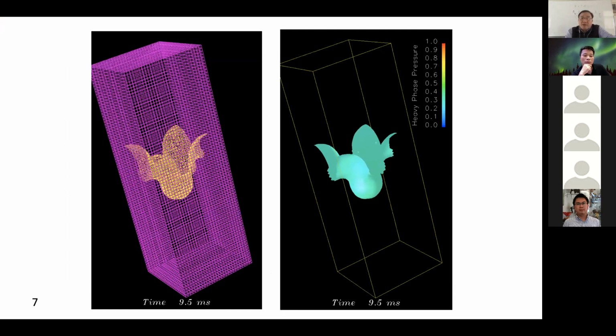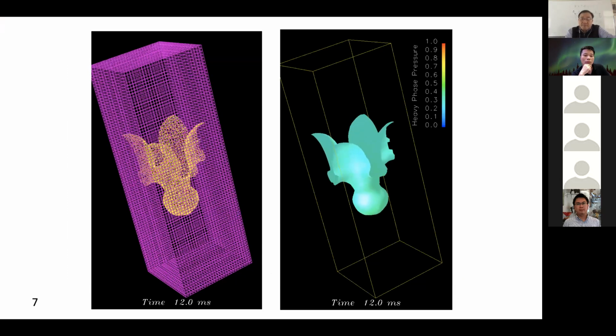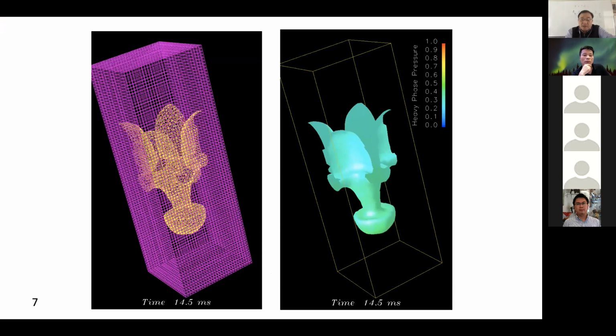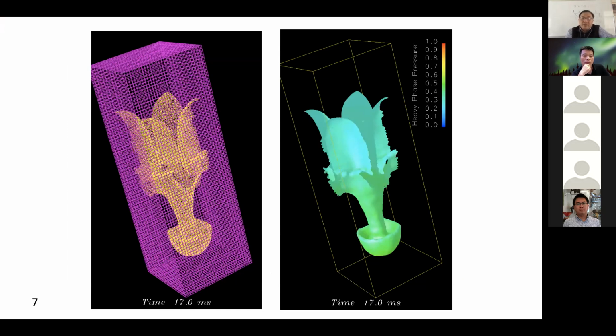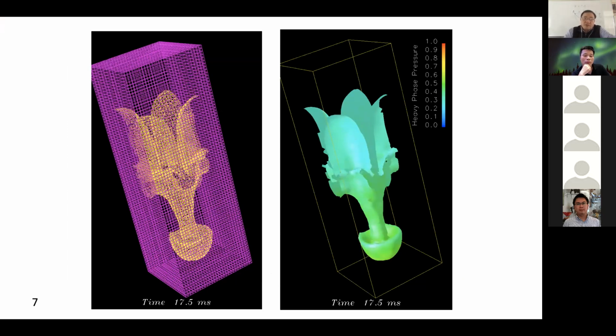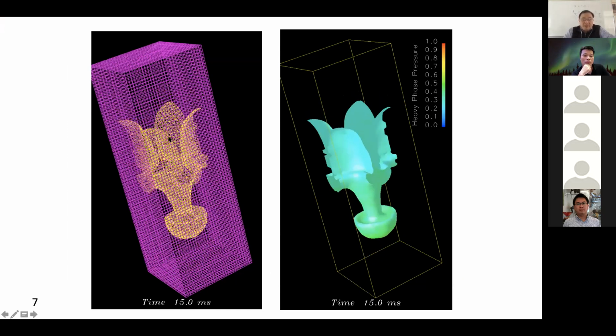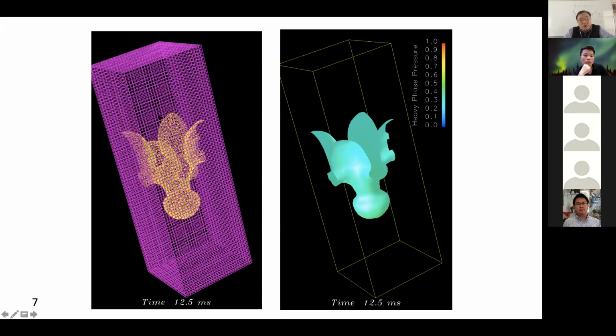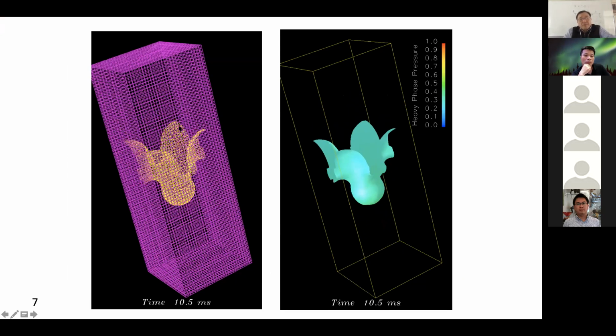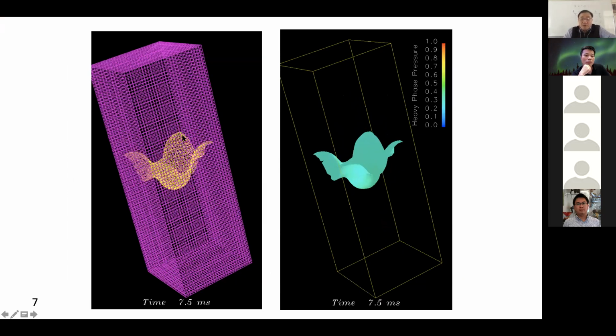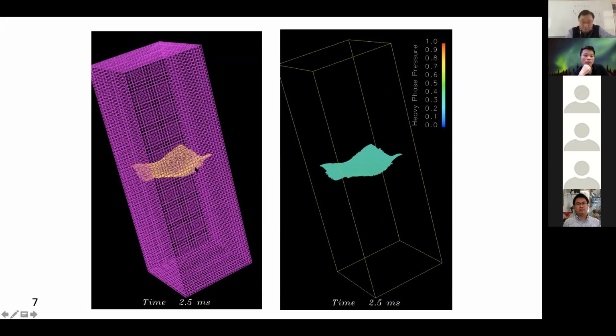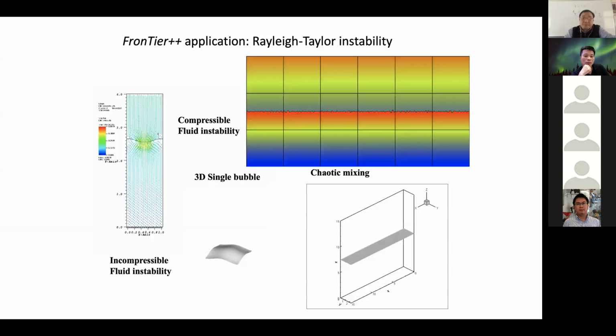And this is just a very simple demonstration of the front tracking method applied to the so-called Rayleigh-Taylor instability. You have two fluids, heavy fluid and light fluid. And I show this because it gives you an idea how the interface evolves and how it is coupled with the fluid. Well, we do it forward and backward. So of course, when backward, it's not physical.